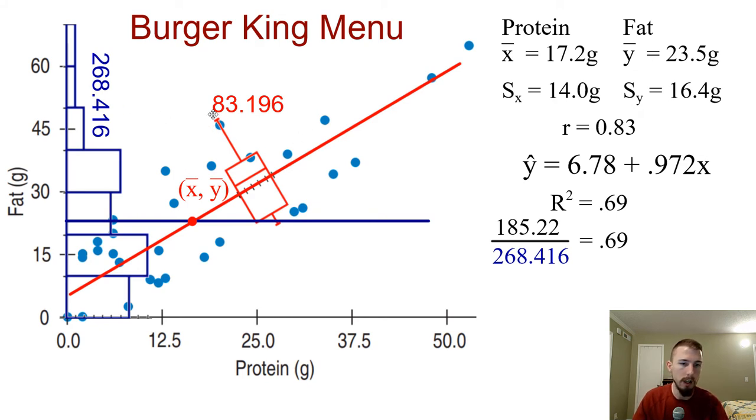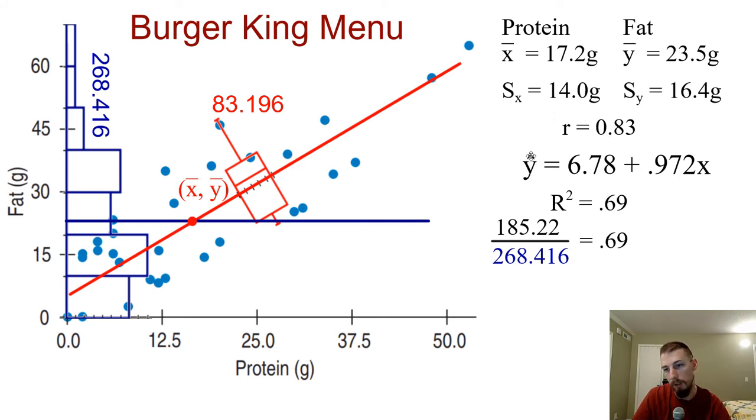So if I subtract this from this value, that means that this was how much variation the model was able to remove, and that amount as a percent of the total is going to be 69%, which is our R squared. The R squared is the same thing as squaring the correlation coefficient. So that's a huge concept and should blow your mind.